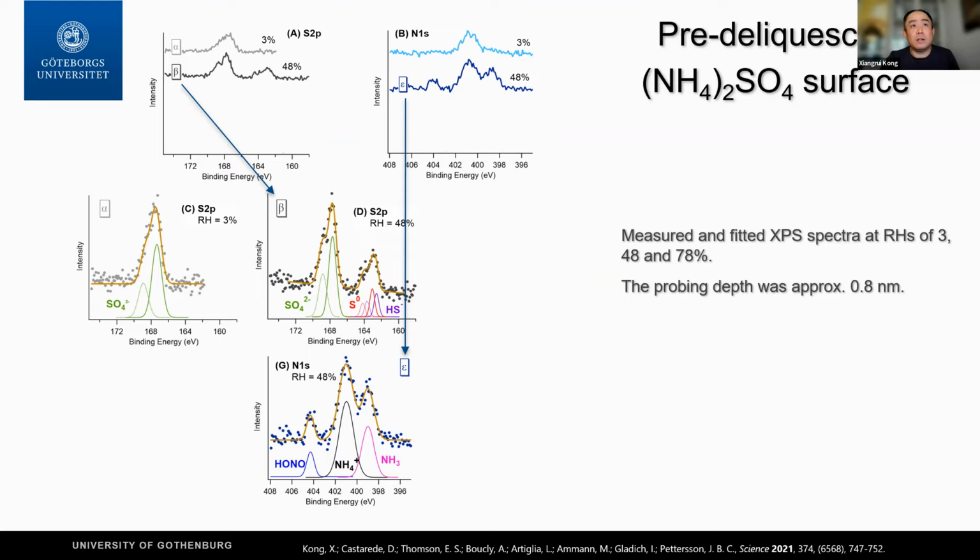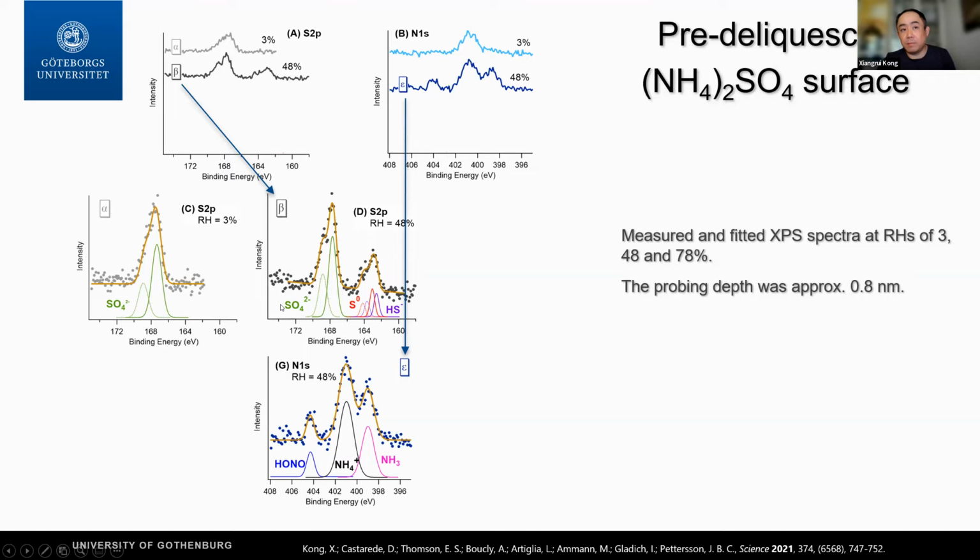But already at this point, we can see from the sulfur side that there are some additional peaks. You can see it's already fitted. It's assigned to elemental sulfur, S0, and also bisulfate. So this sulfur has a -2 oxidation state, and by comparison, before it was +6, right?